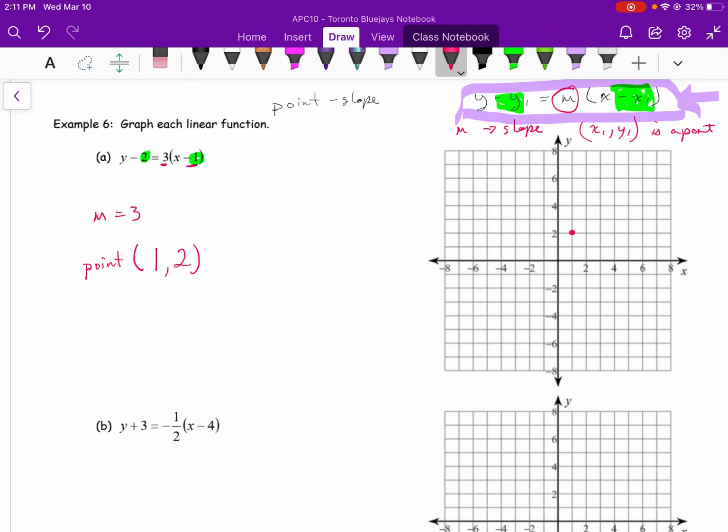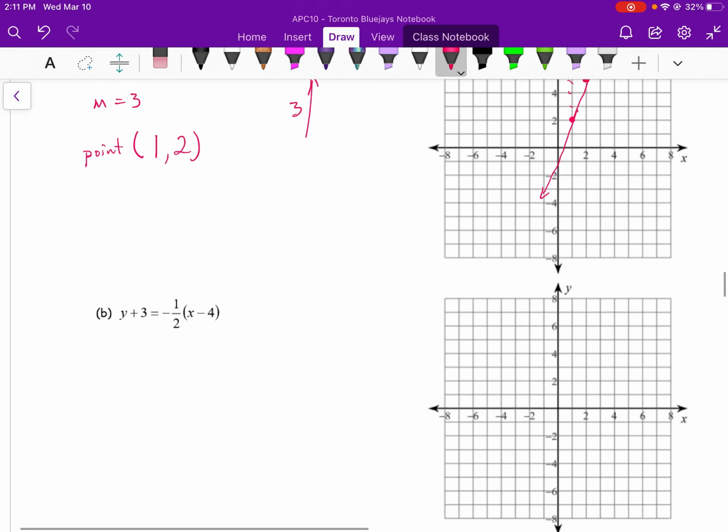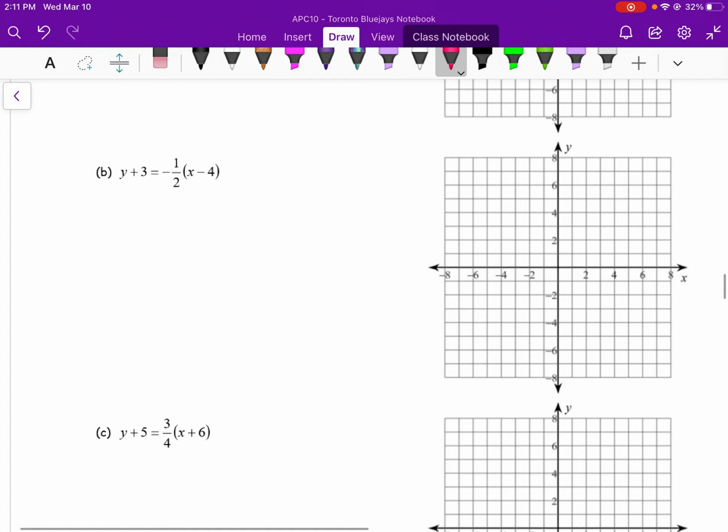How many points do I need? 2. So simply, here's my slope is 3. So that means that if I go up 3 and over 1, right, for a slope, so up 3, 1, 2, 3, over 1, there's another point. Wow, that was actually far easier than I thought. Bet you were a little bit worried. You need 2 points.